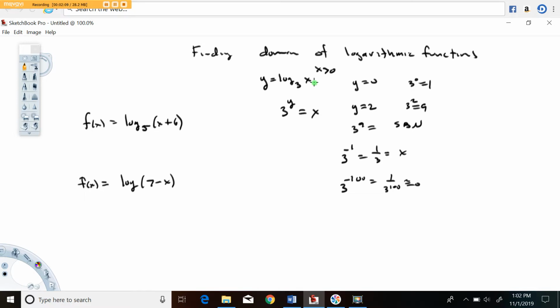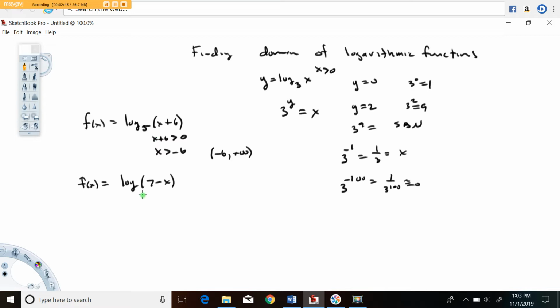So when we take a look at this example, f of x equals log base 5 of x plus 6. If you're going to take the log of something, this something has to be positive. And that makes it pretty easy to write the domain. Whatever x plus 6 is, it has to be strictly greater than 0. Or in other words, x is greater than minus 6. Or in interval notation, minus 6 to plus infinity. Not including the minus 6 because log of 0 is not defined. The logarithmic function has a vertical asymptote there.